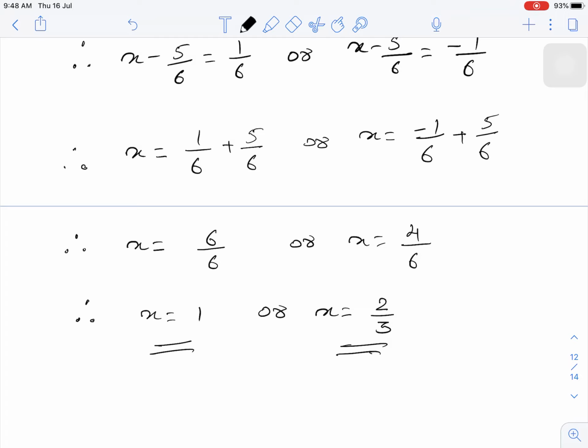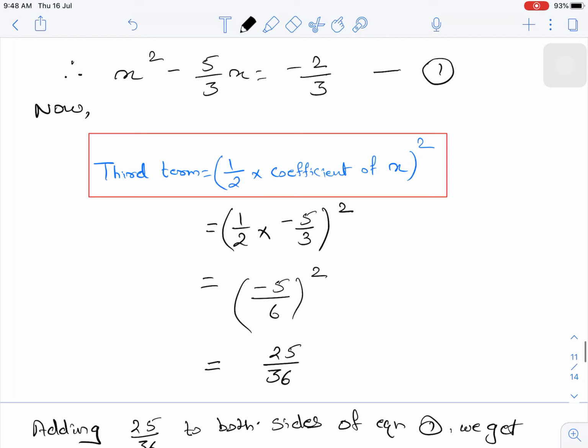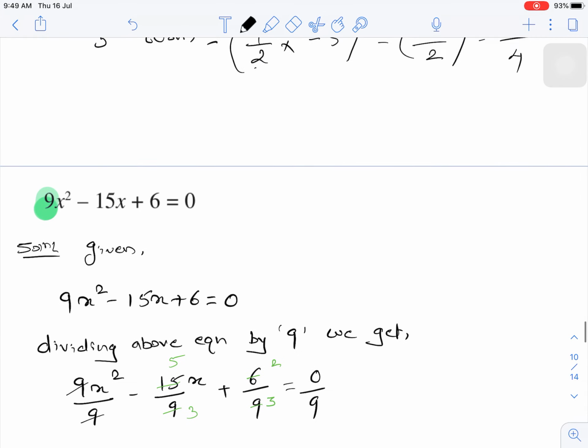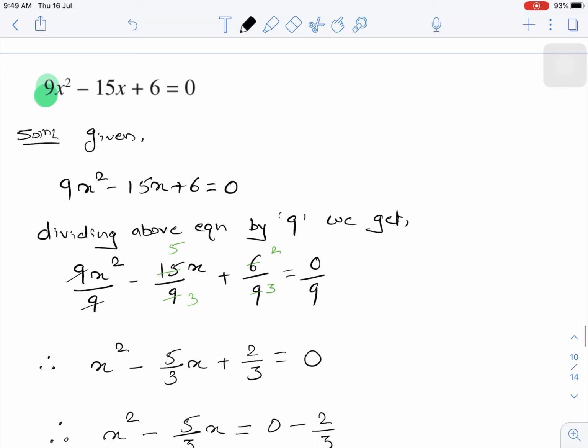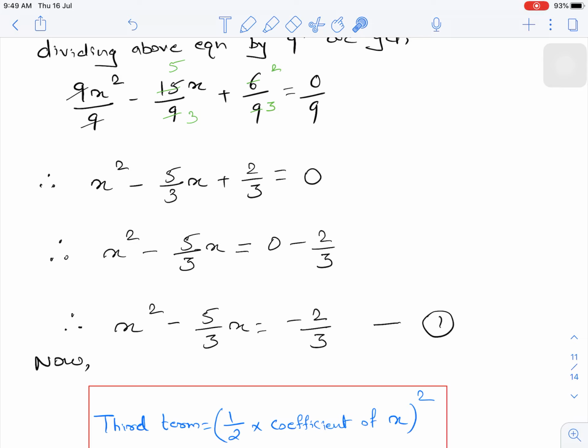In this way we have found the solution, or roots, of the equation. By which method? By the completing square method. Again I am revising it. First thing you have to do is check whether the coefficient of x square is any number other than 1 or not. If it is, then we have to divide throughout the equation by that number. If it is not present, then there is no need for these steps. Right now here it is 9, so we have divided the equation by 9. After dividing, we get an equation, which is our main equation, this one.